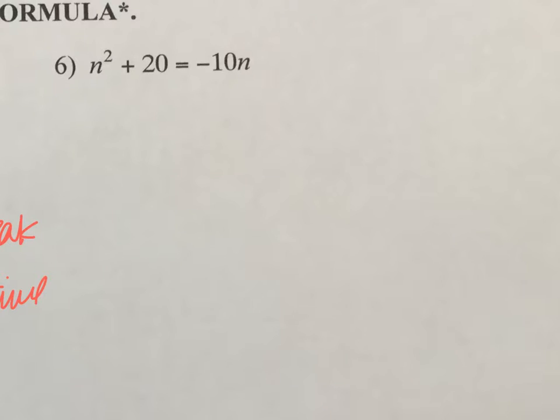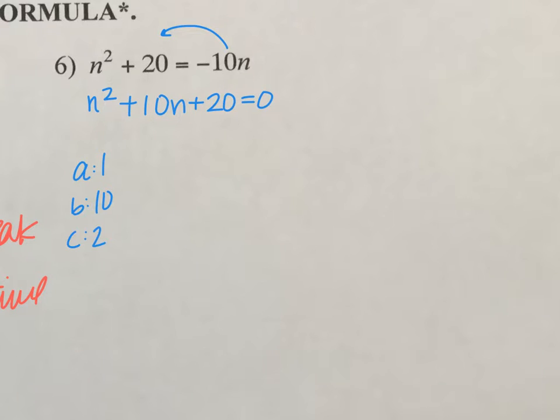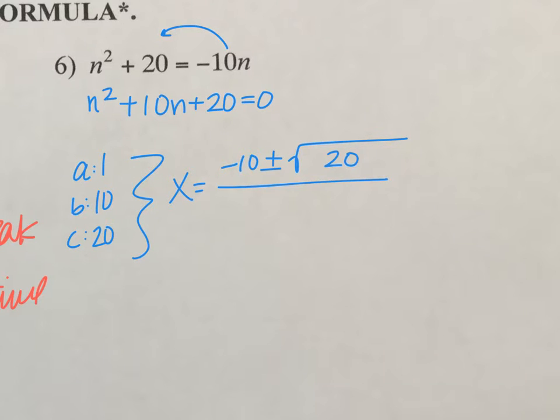All right, hopefully these are getting a little bit easier. Again, I need this to equal 0, so n squared. I'm going to move my 10 over, plus 10n plus 20 equals 0. A is 1. B is 10, C is 20. When I set up my formula, x equals -10 plus or minus the square root of 20, once you plug everything in, all over 2.